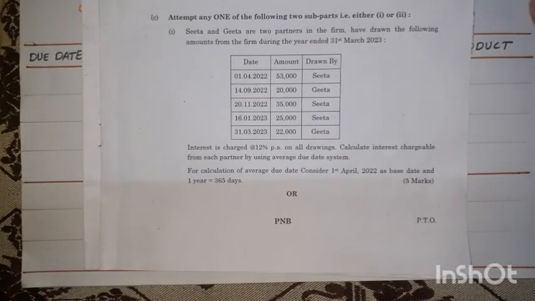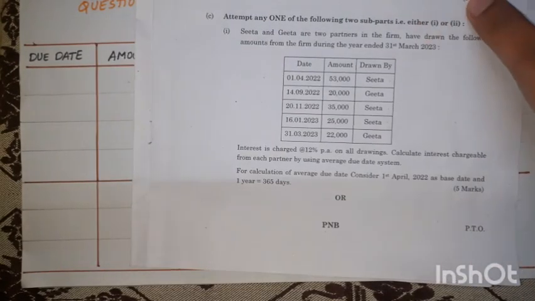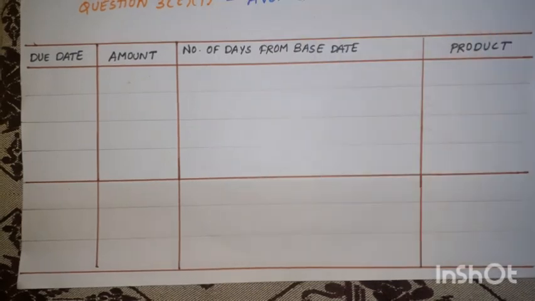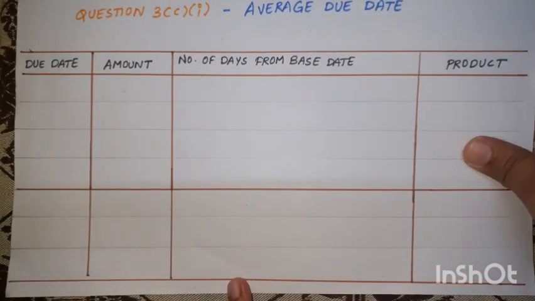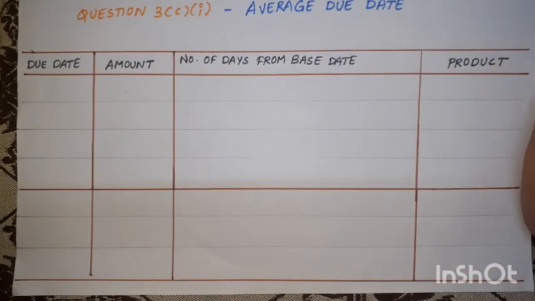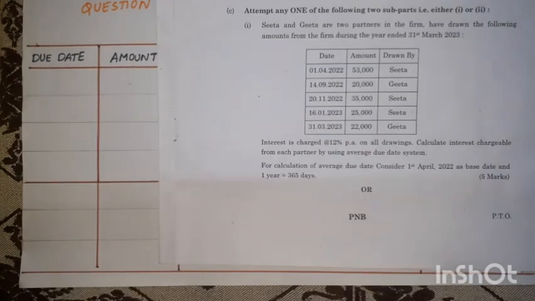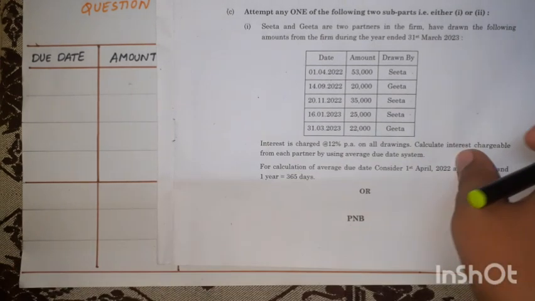For solving this question, first we have to make the formats and then we have to copy the information from the question. This is the format. We have 4 columns. The first column is for due date, second for amount, third for number of days from the base date, and the fourth one is for product. In this sum, we have to calculate the average due date individually for both the partners. First, we can calculate for Sita.